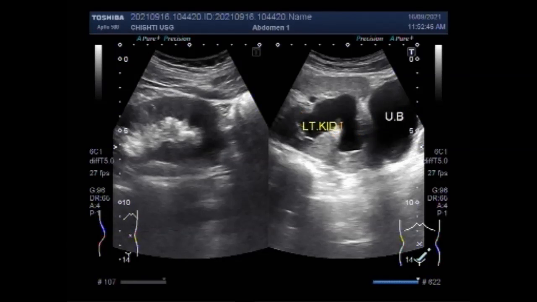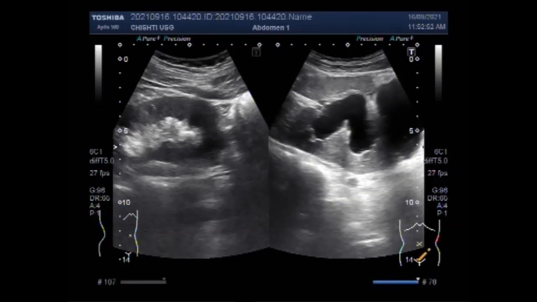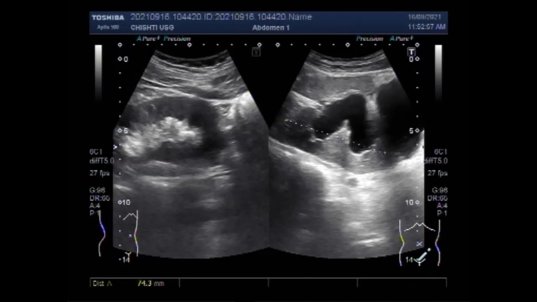In this case, now you will see the tracing of the ureter. You can see the measurement of the kidney, and this kidney shows moderate to severe hydronephrosis with hydroureter. And this kidney measures 8.1 centimeter by 5.4 centimeter with cortical thickness of about 8.0 millimeter.